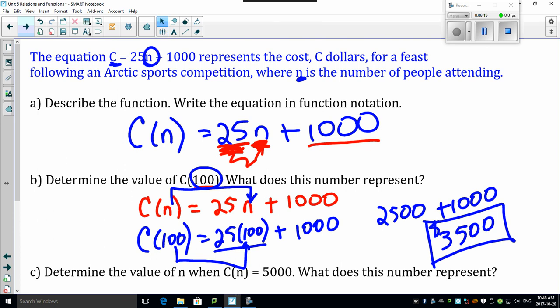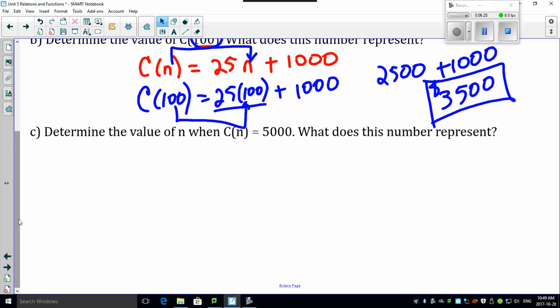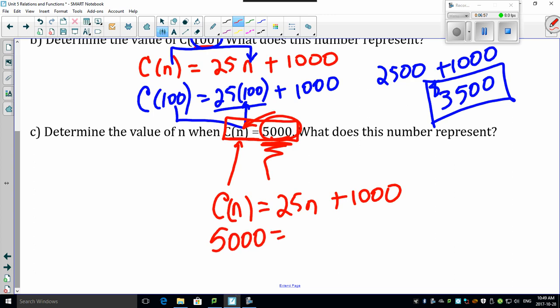Now, I've got a question for you. How about we go in reverse? What if I say that the cost of the banquet was $5,000? That's the cost of the banquet. I want to know how many people were at your banquet. Okay, so let's write down the formula. C of n is 25n plus 1,000, right? So you know that the cost of the banquet, it doesn't give you the number, it gives you the cost. The total cost is $5,000, so 5,000 is 25n plus 1,000.